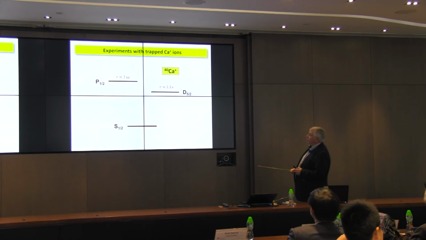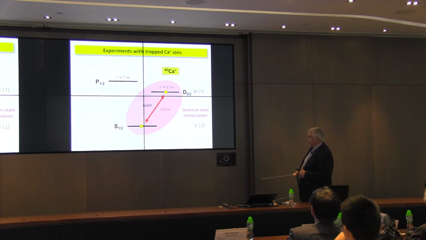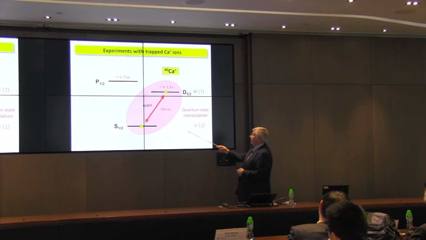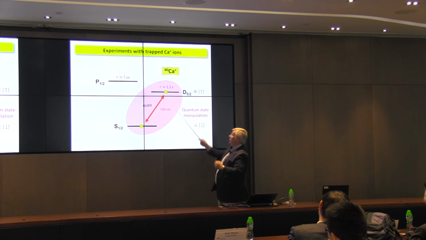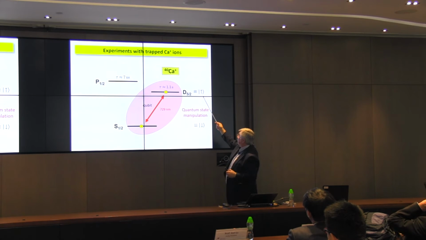Now, what is the system? You have seen this level scheme this morning as well. The qubit is implemented here in an optical transition between the ground state S1/2 and the excited state D5/2, which is long-lived, about 1 second. And this is, of course, in the spin notation, spin down. This is our spin up.